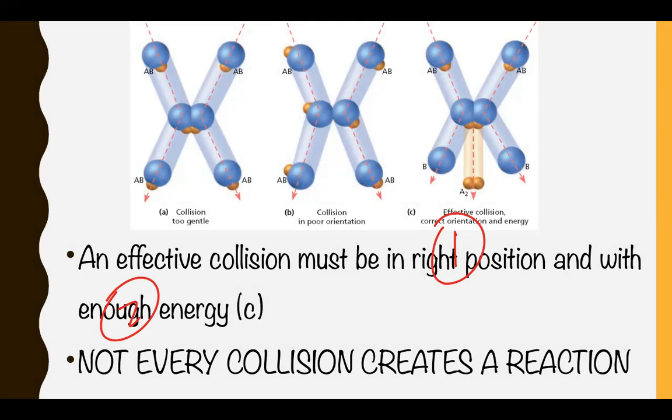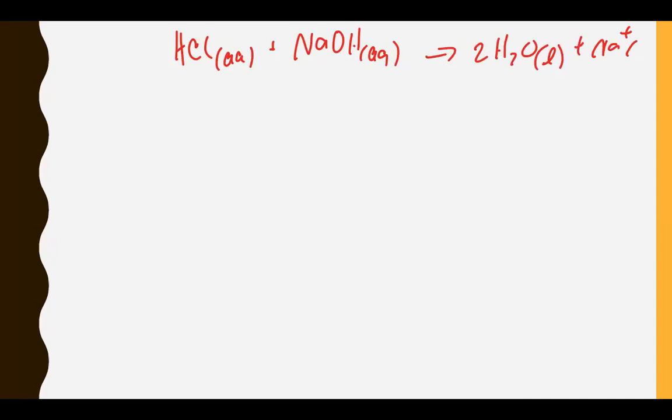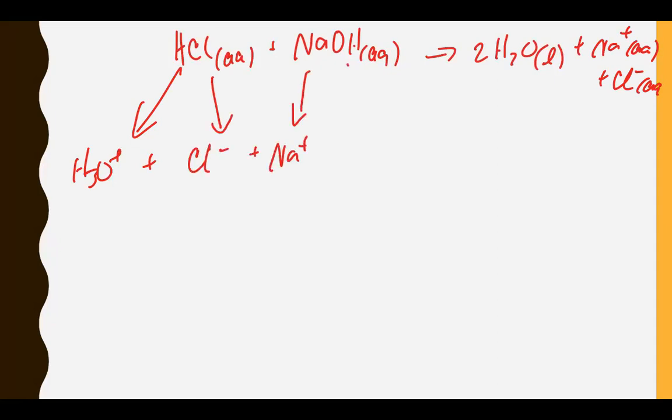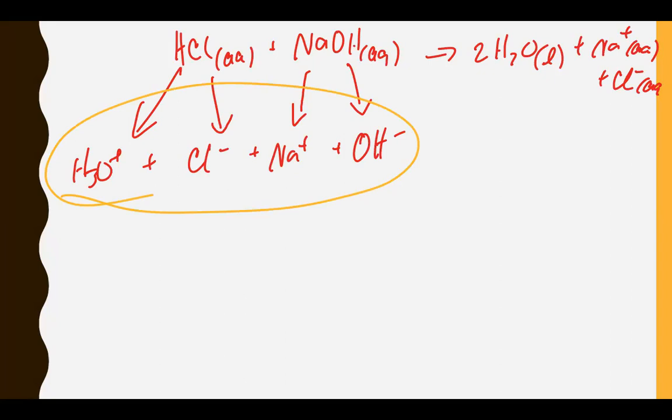So going back to that first example that I had of hydrochloric acid with sodium hydroxide, forming 2 water molecules plus sodium and chloride. Now, again, think about what this means. This means you've got hydronium. I'm not going to draw everything, it'll take too long. And chloride, sodium, and hydroxide. So these are the 4 that have to mix. Now imagine the key to a successful reaction is forming the water.